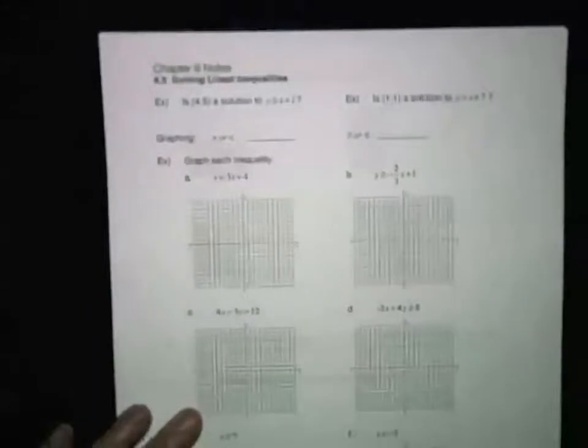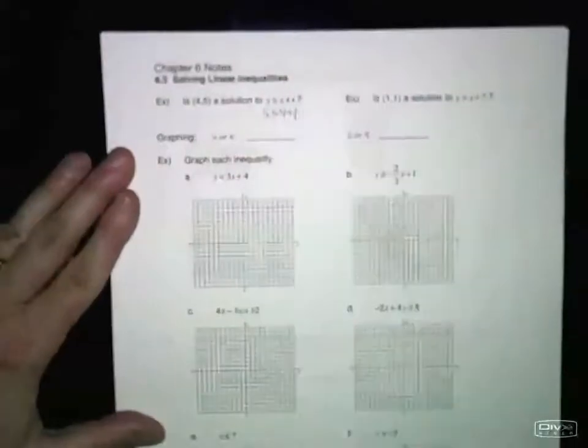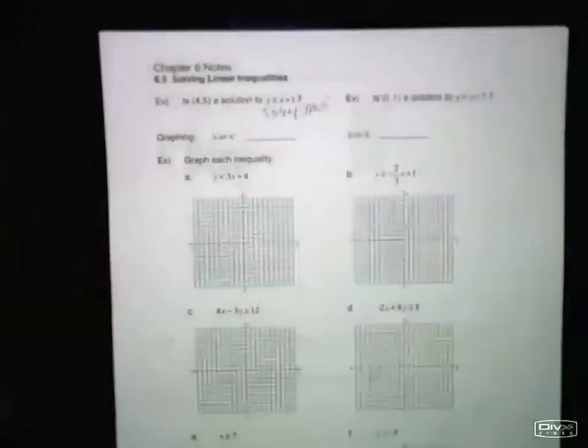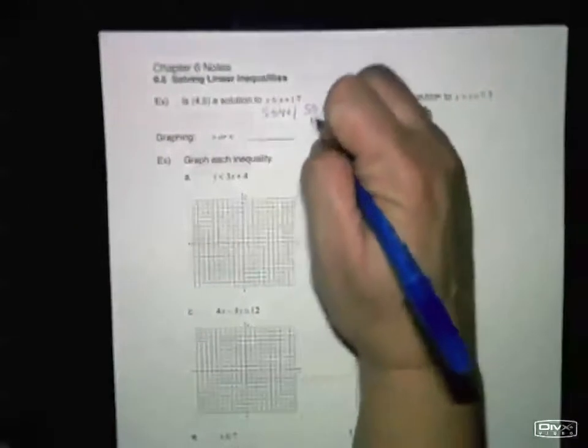Chapter 6, Section 5 is solving linear equations. And first of all, we need to just see whether or not this is a solution. So if we put 5 in here for y and 4 in here for x, 5 is less than or equal to 5. It either has to be less than or equal to. And since they are equal, that one is a yes.